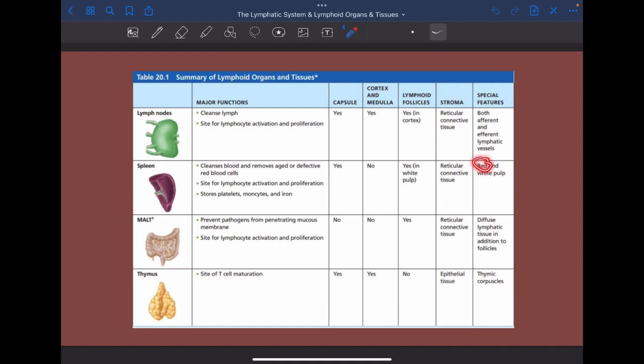The spleen will have the red pulp for the blood and all of the recycling aspects of it, and the white pulp for its immune surveillance and activation. The MALT will have its diffuse lymphatic tissue and the follicles. And the thymus, as we said, has the thymic corpuscles and so on, to allow it to have its function of activating T cells. So this is in general the overview of what you would expect of the lymphoid organs and tissues.